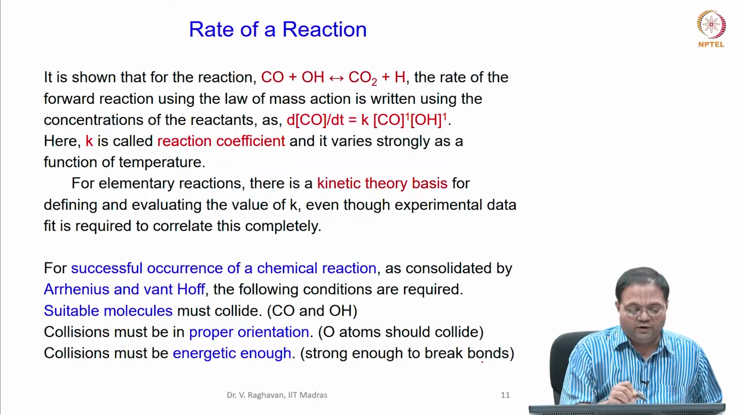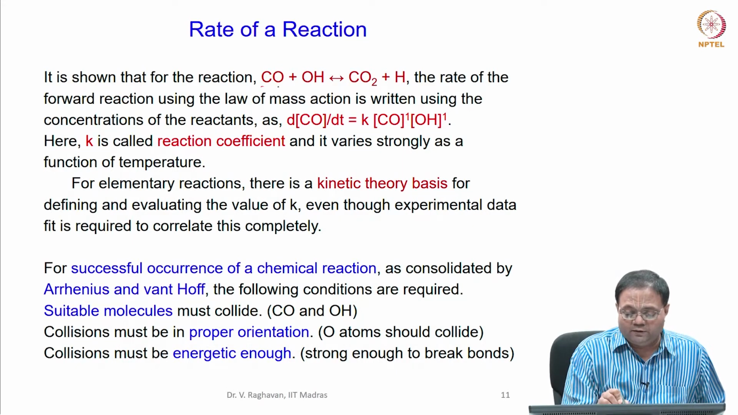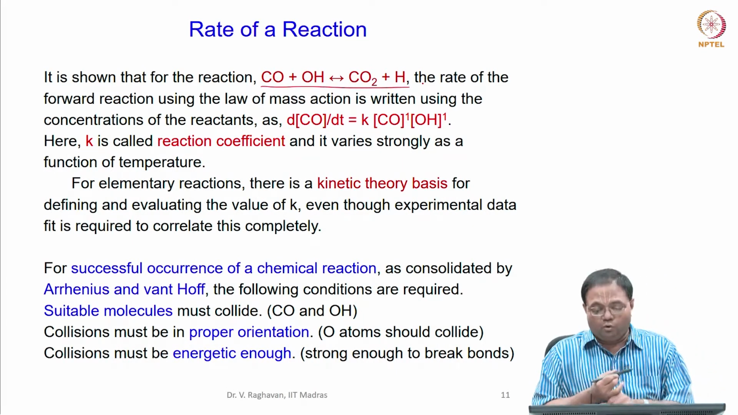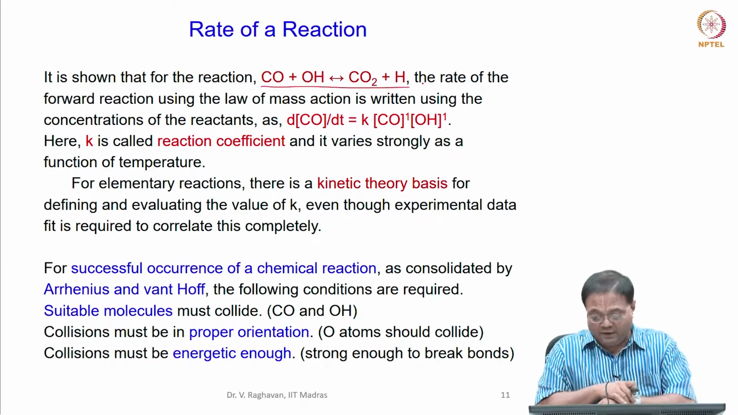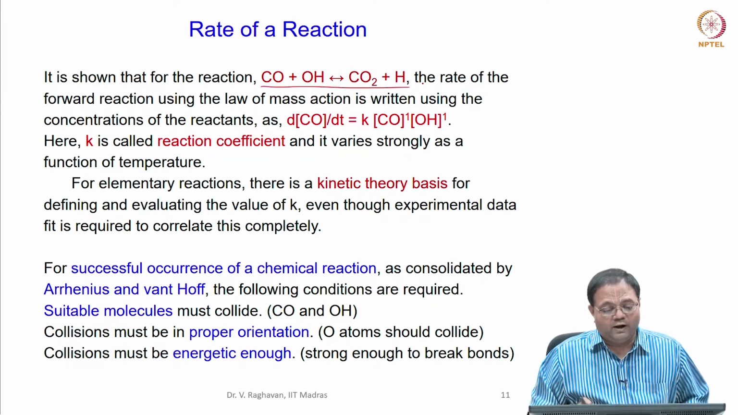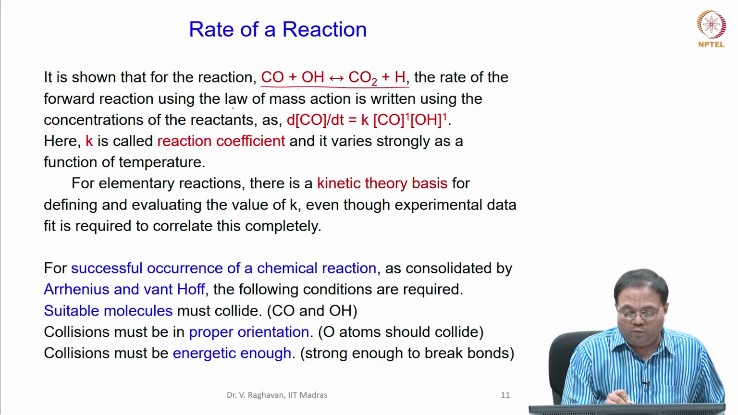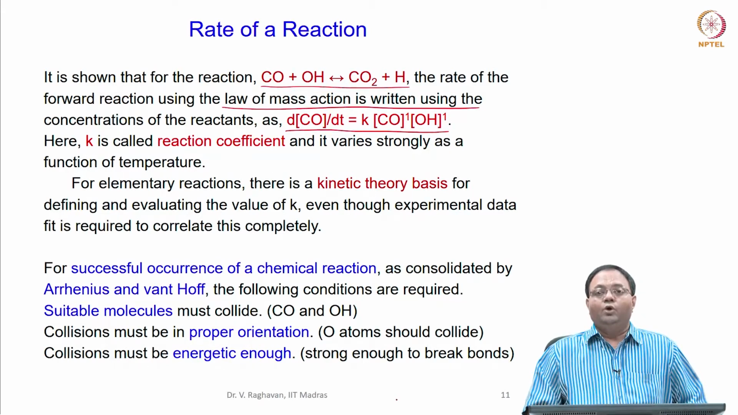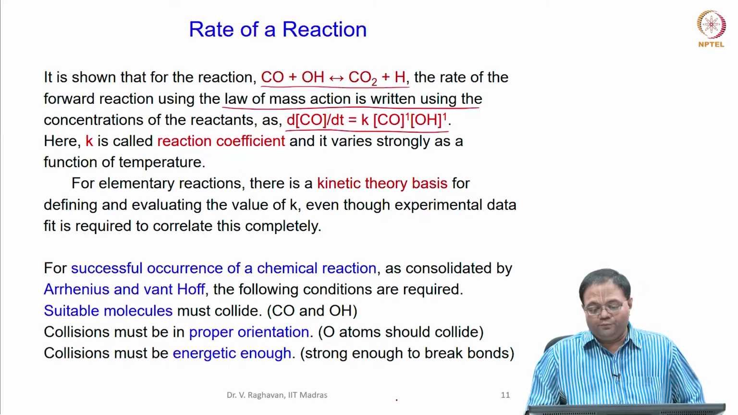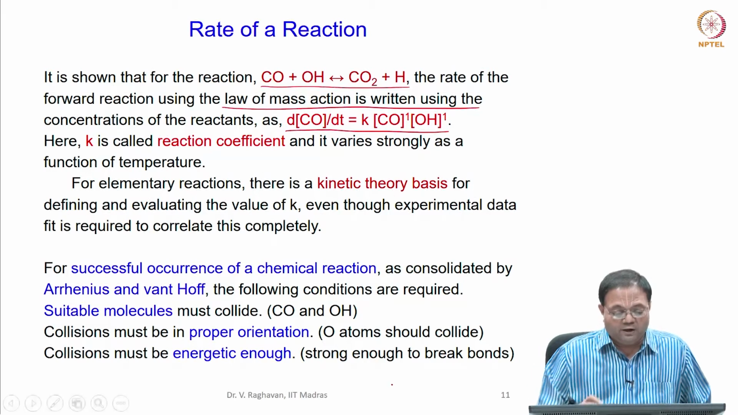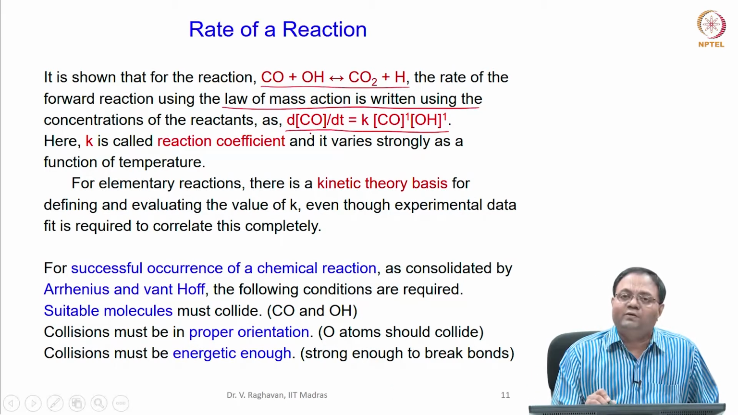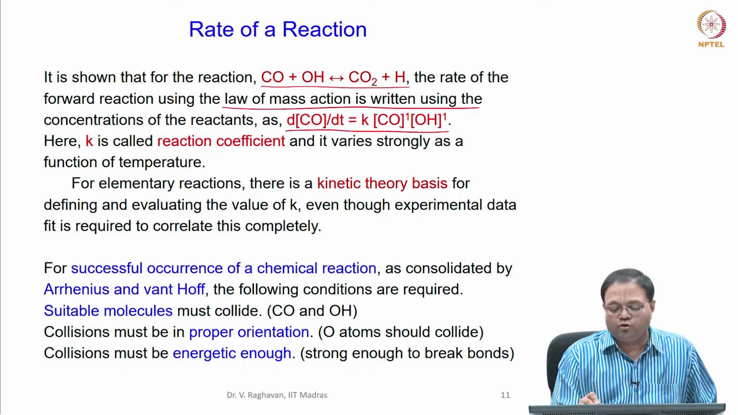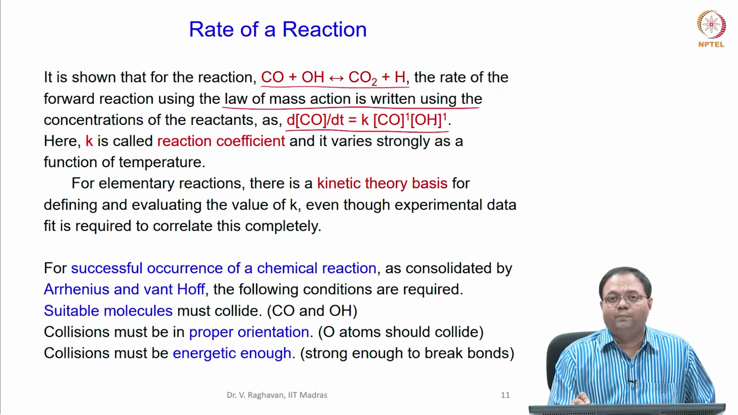Okay, now rate of reaction, we will continue with this same reaction, CO plus OH giving CO2 plus H. The rate of the forward reaction using the law of mass action is written using the concentration, which you have already seen, as dCO by dt equal to K times CO power 1 and OH power 1. The law of mass action says that the reaction rate is proportional to the concentrations raised to appropriate powers.